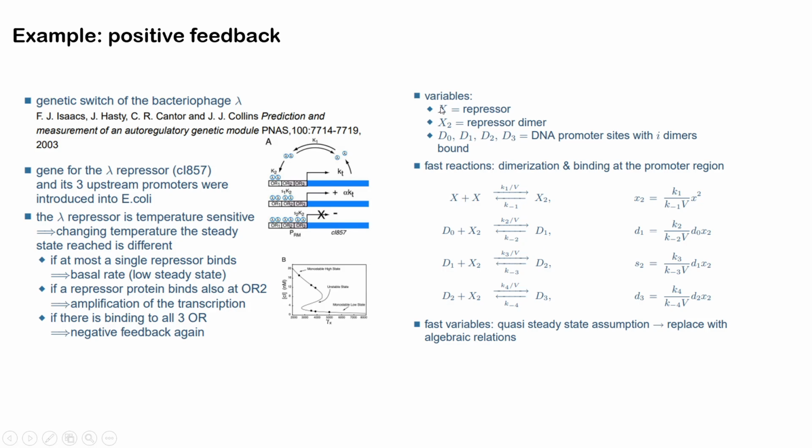So what are your variables here? X will be a repressor, the product of this gene. X2 will be the repressor dimer, which can go and bind to the promoter. And your D, these are D0, D1, D2, D3. These are DNA promoter sites with dimers bound.